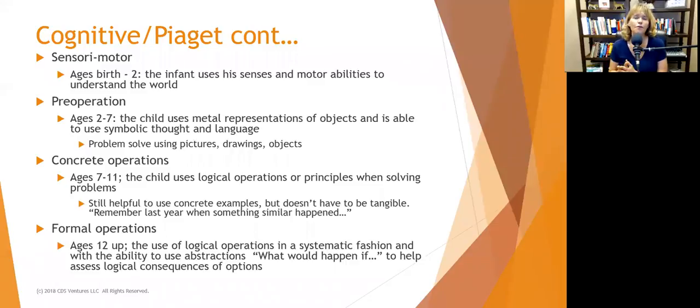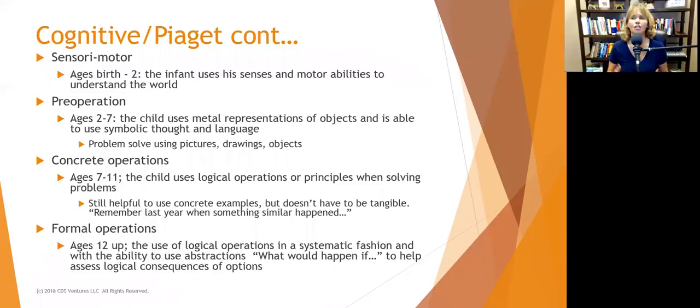And then formal operations, this is your high school age. They start using logical operations in a systematic fashion with the ability to use abstractions. So when they're asking you things, my son is still trying to figure out his career path, and he came down and started talking to me last night, and he's like, well, what do you think if I did this? And I said, well, let's talk about it. What would happen if you pursued that career path? What do you think it would be like? Where, and what do you want to have when you grow up? What is a good life for you?